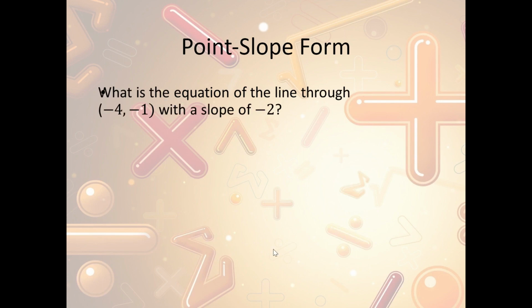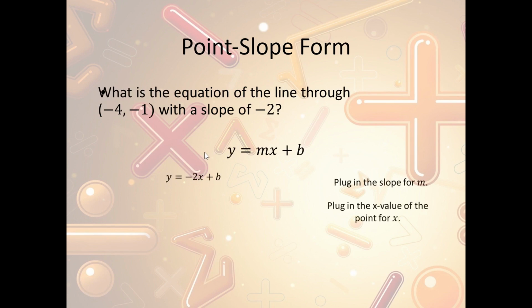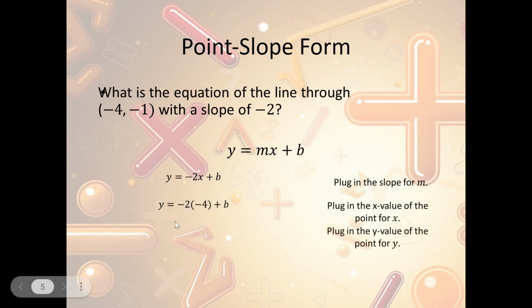Now let's look at another example. We have negative 4, negative 1 as our point, and the slope is negative 2. So we're going to start with y equals mx plus b, and then we're going to plug in what we know. Well, we know the slope is negative 2, so that goes in for m. So this becomes y equals negative 2x plus b. Then we're going to plug in our x value. Well, our x value is negative 4, so we're going to plug that in for x. So this becomes y equals negative 2 times negative 4 plus b. Then we plug in our y value. Our y value is negative 1, and that goes in for y. So this is negative 1 equals negative 2 times negative 4 plus b.